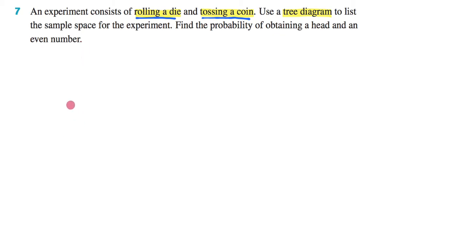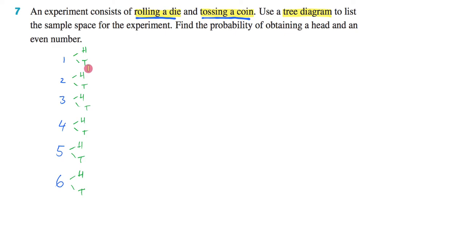So the first way we could do it is if we rolled our die first. So if we rolled our die first, that would mean we'd either get a 1, a 2, a 3, a 4, a 5, or a 6. And then, after we've rolled our die, we're going to flip our coin. So we could get either a head or a tail, for each of the six outcomes. Perfect. And now what we have to find is the probability of obtaining a head and an even number.